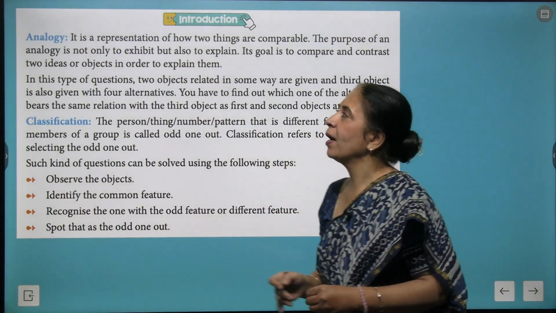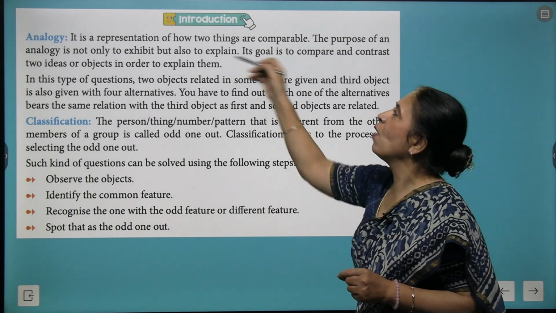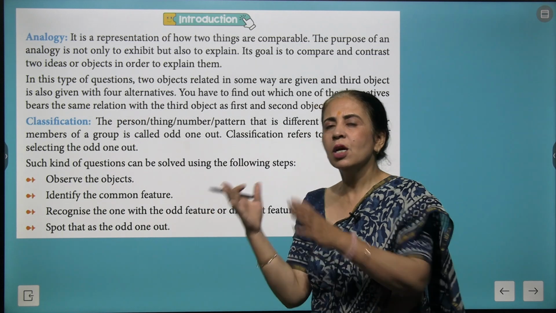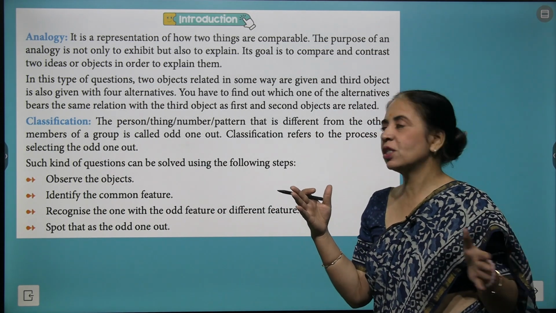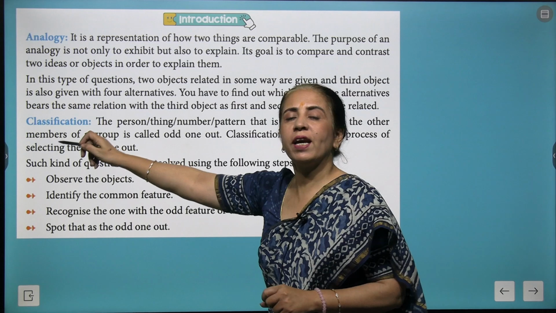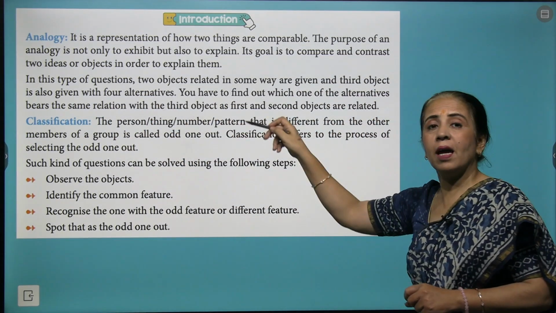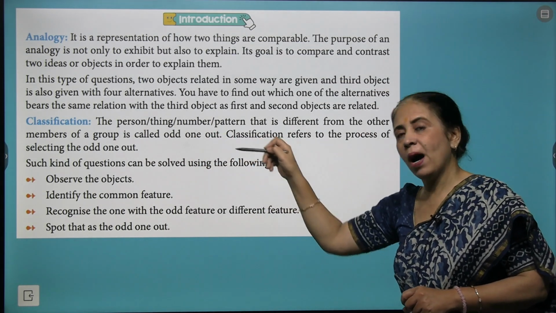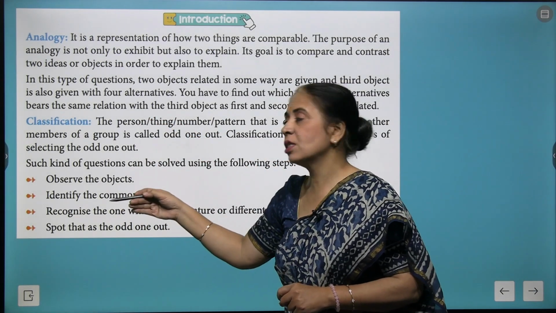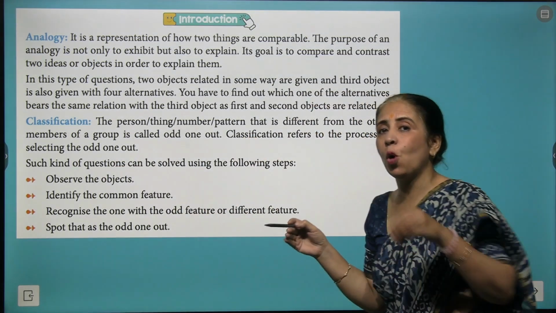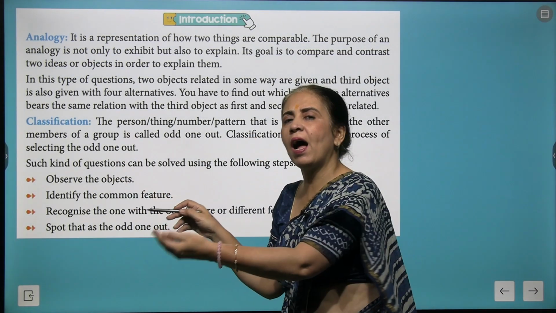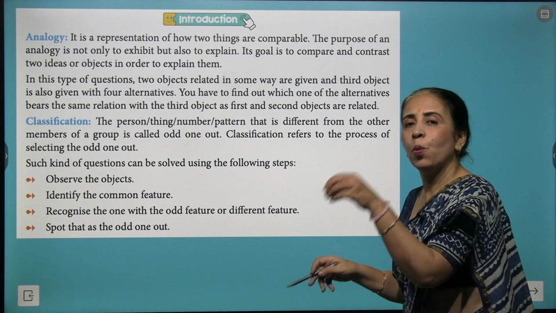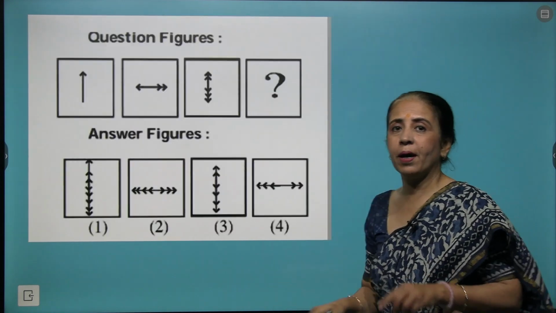Now, what are analogies? It is a representation of how two things are compared, how they are related, how they are odd from others. So we come across a different variety of questions. And when you talk about classification, that means the person, the thing, the number, the pattern, you have to find out which is different from others. When you solve such questions, you have to first observe the objects very carefully and then identify what are the common features among them and recognize the one with the odd feature and that becomes your answer.